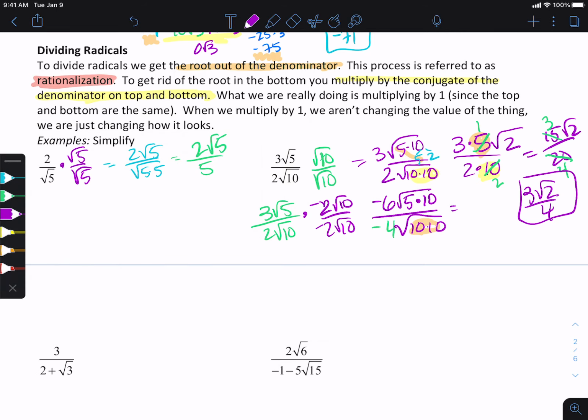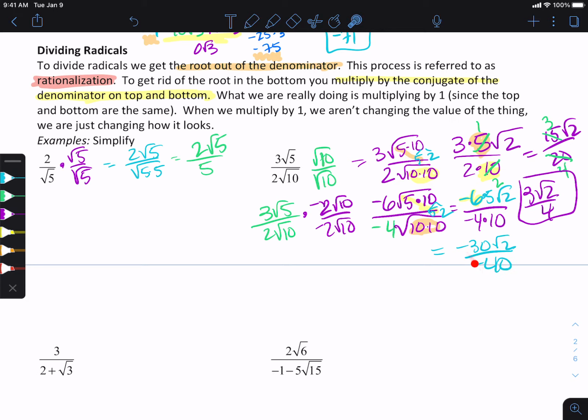So then we get on the bottom negative 4 times 10, and then on the top, again, the 10 can break down to 5 and 2, so we have a pair of 5s. Okay, so then we get negative 6 times 5 root 2, right? Which then gives us on top negative 30 root 2 over negative 40.